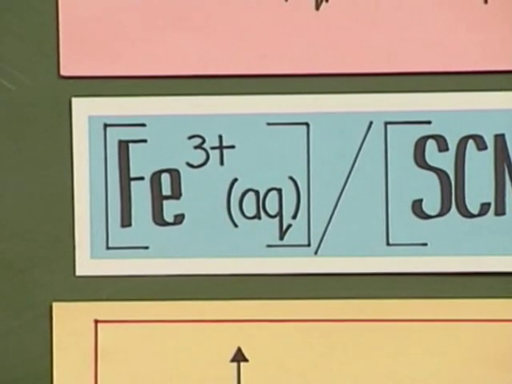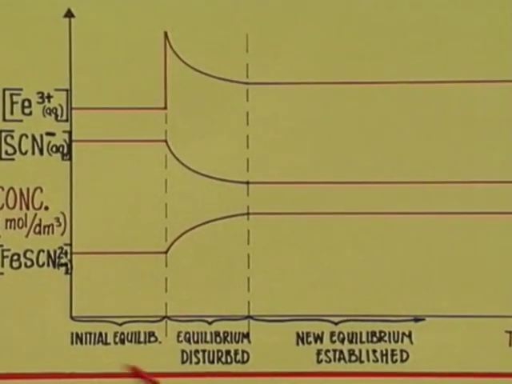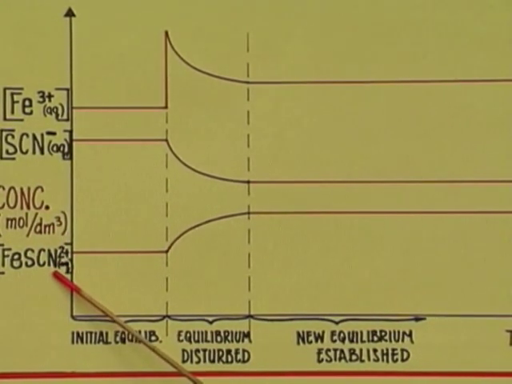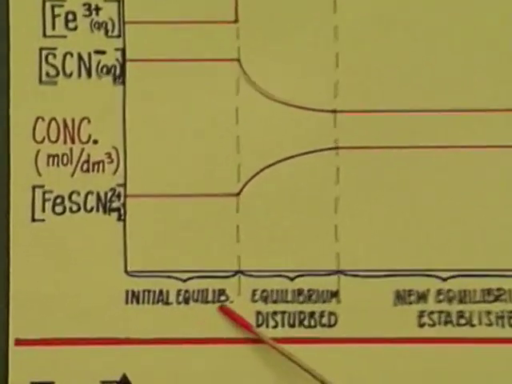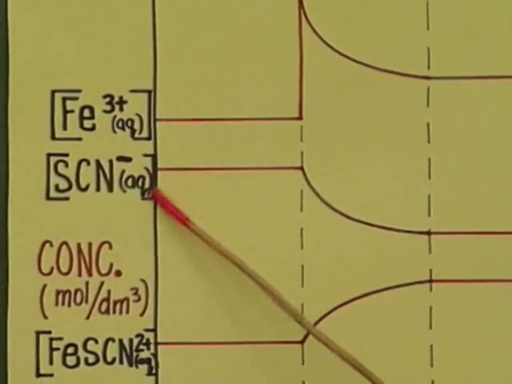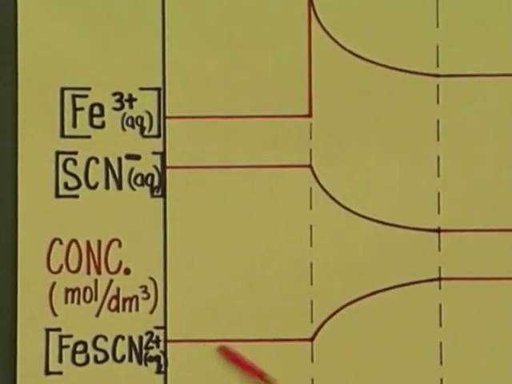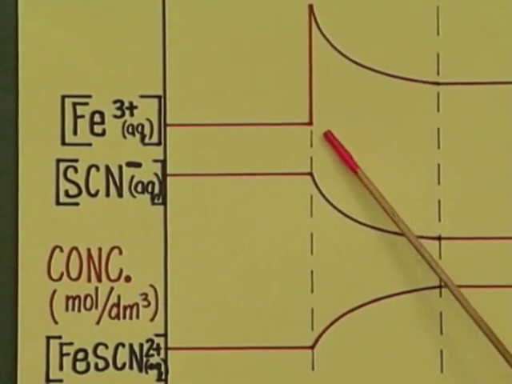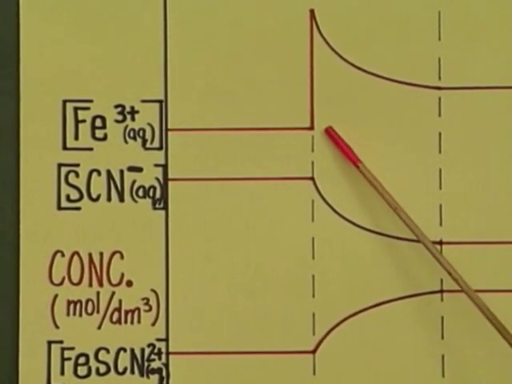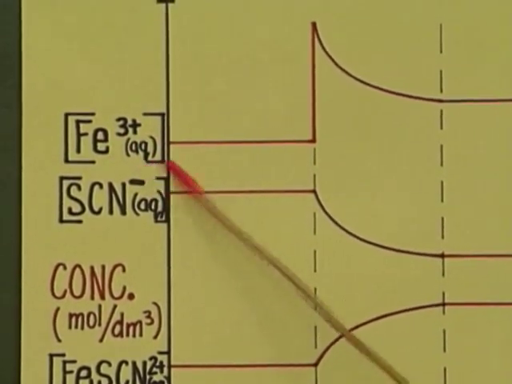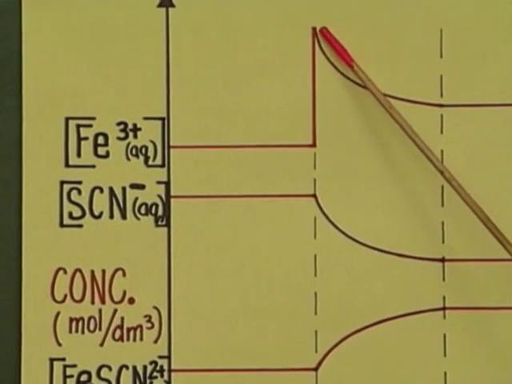This graph here shows how the concentrations of the reactants and of the products are affected by a stress imposed upon the system. At the initial equilibrium, the concentrations of the reactants and of the product are constant, as you can see here. Immediately after addition of the concentrated iron 3 chloride solution, the concentration of the iron 3 ions in mole per decimeter cubed will suddenly increase to this value.